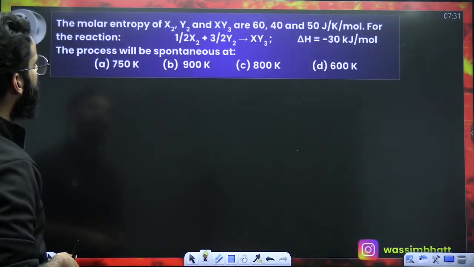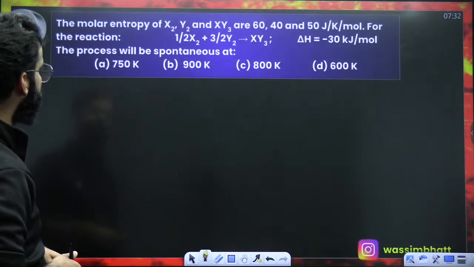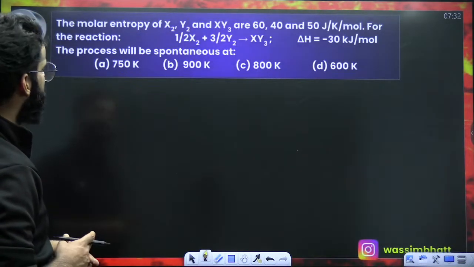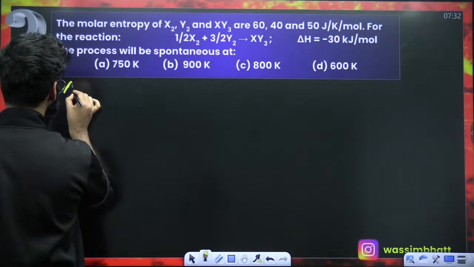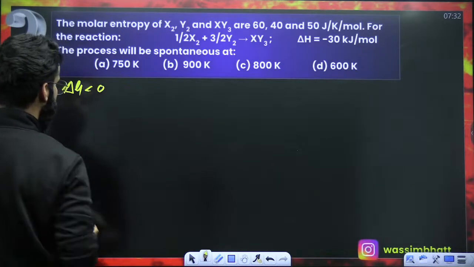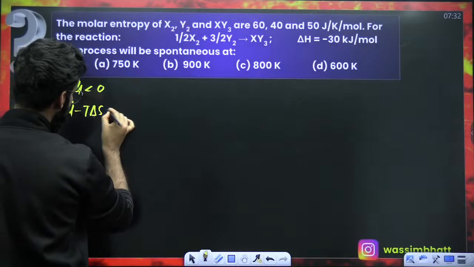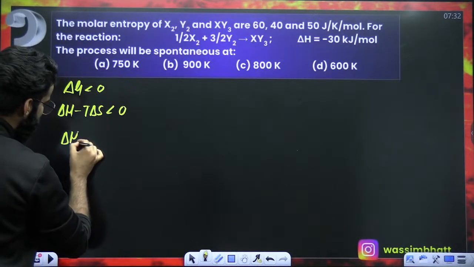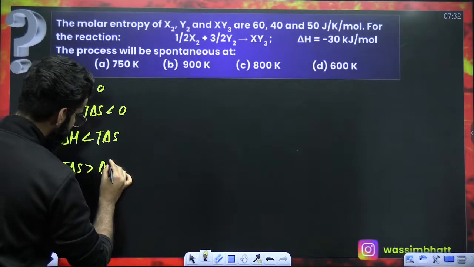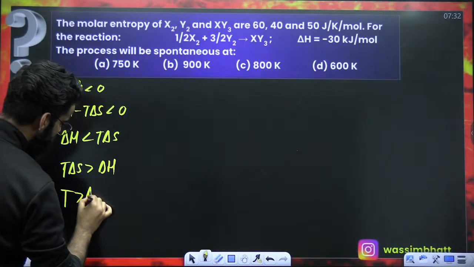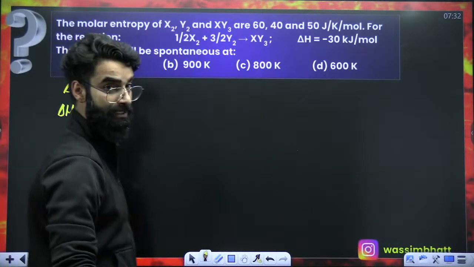The molar entropy of X2, Y2 and XY3 are 60, 40 and 50 for the reaction given, whose delta H is given. The process will be spontaneous at? For the process to be spontaneous, delta G for the system at constant pressure and temperature has to be less than 0. So delta H minus T delta S has to be less than 0. So delta H has to be less than T delta S, or I'll say T delta S has to be greater than delta H, or temperature should be greater than delta H upon delta S, right?